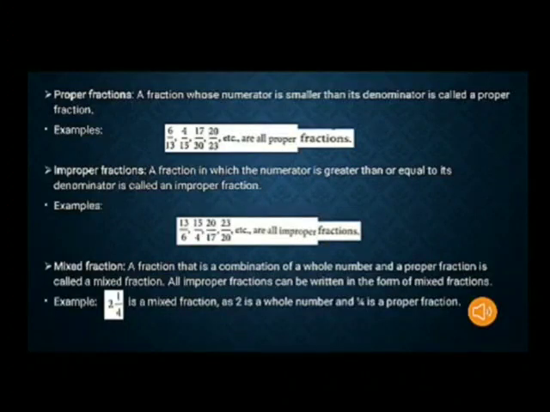Now let's discuss mixed fraction. A fraction that is a combination of a whole number and a proper fraction is called a mixed fraction. All improper fractions can be written in the form of mixed fractions. As you can see in the example, 2 1 upon 4 is a mixed fraction as 2 is a whole number and 1 upon 4 is a proper fraction.